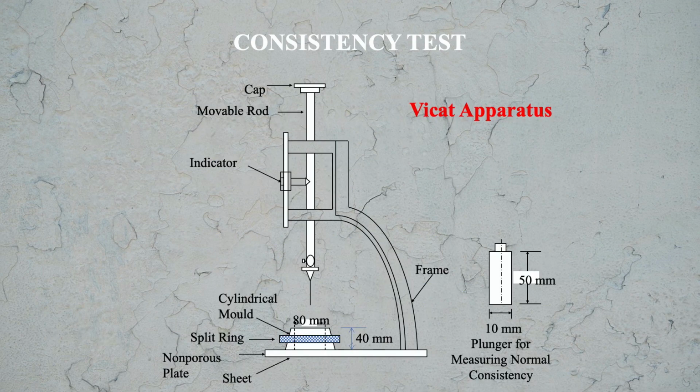Now here you see the Vicat apparatus. At the top you see the cap, then the movable rod, then the indicator, and below this is the mold, having a diameter of 80 mm and a height of 40 mm. It is a cylindrical mold. On the right, as you see, this is the plunger for measuring the normal consistency, having 10 mm diameter and 15 mm height.